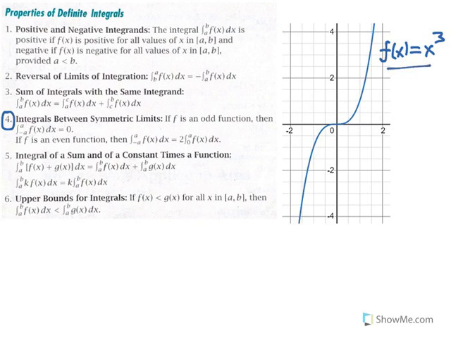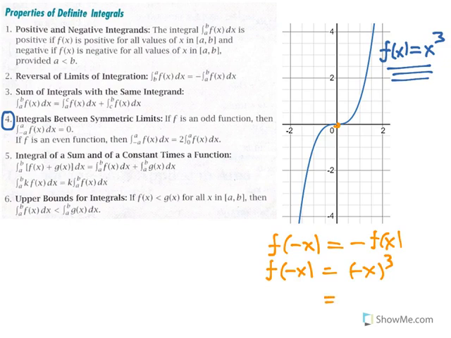If you have an odd function, such as f of x equal to x cubed, the graph of an odd function has symmetry with respect to the origin. And algebraically, you have an odd function if f of negative x is equal to negative 1 times f of x. So for our particular function, f of negative x would be equal to negative x cubed, which is, of course, negative 1 times x cubed, which is negative 1 times f of x. So f of x equal to x cubed is an odd function. The graph has symmetry with respect to the origin.